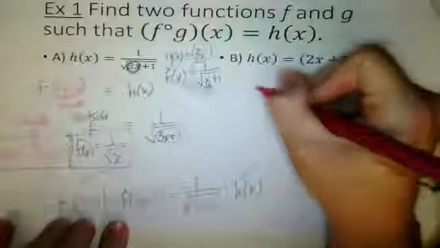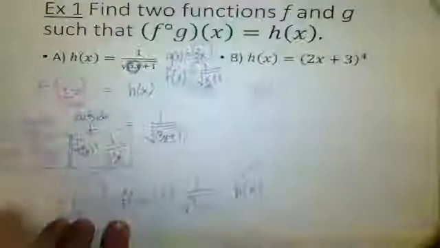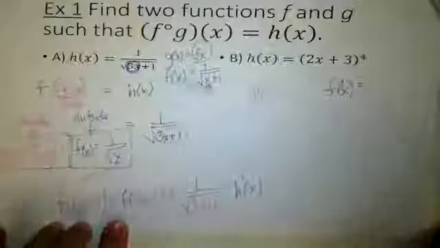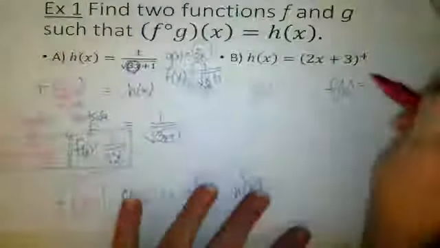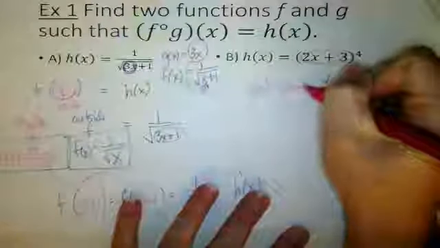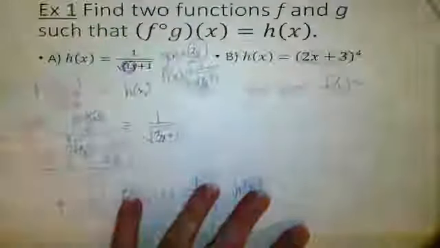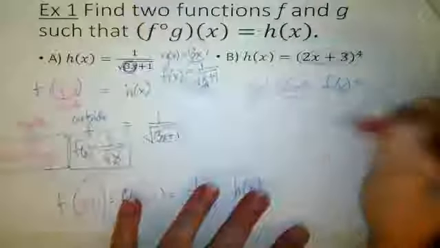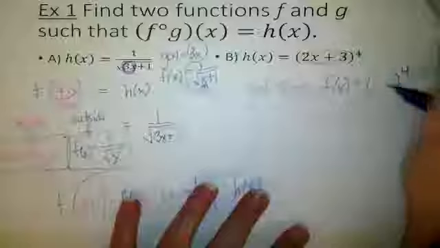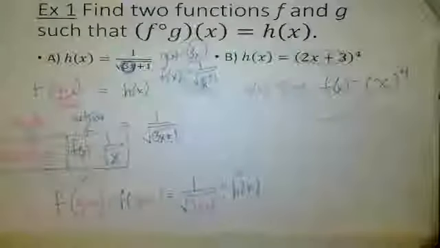Here's another one. We need an inside function, and we need an outside function. What's on the inside? 2x plus 3. Yeah, sure, right there. 2x plus 3. What would I have to plug that into? x to the 4th.